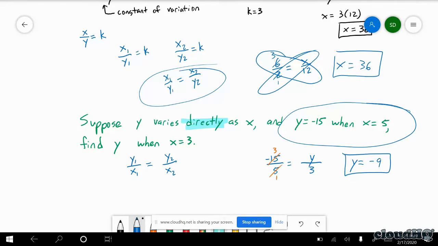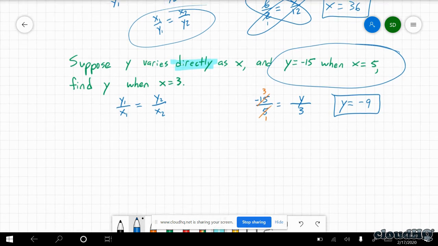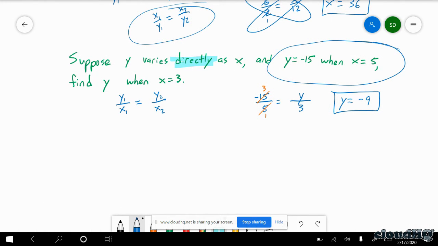You do have to remember, though, that because it's direct variation, we had to divide the y by the x. That's not true of every variation. Let's take a look at inverse variation. Actually, before we do that, I might do joint variation. We'll get to inverse shortly. Let's take a look at joint variation.